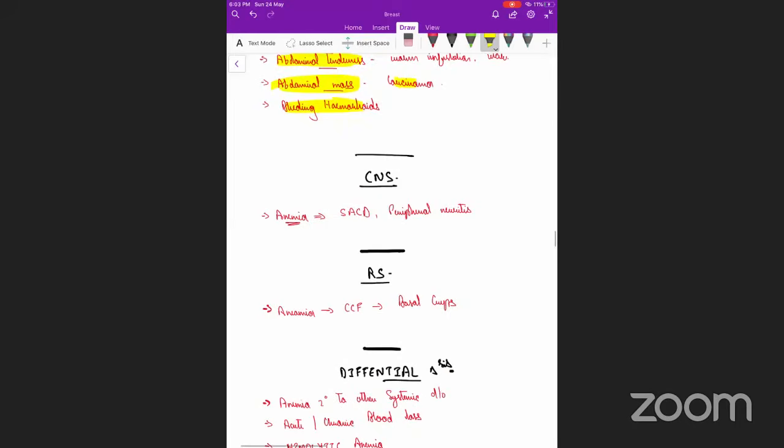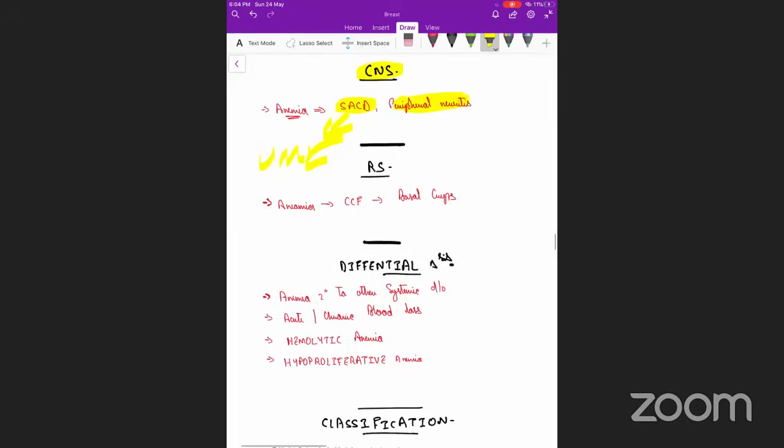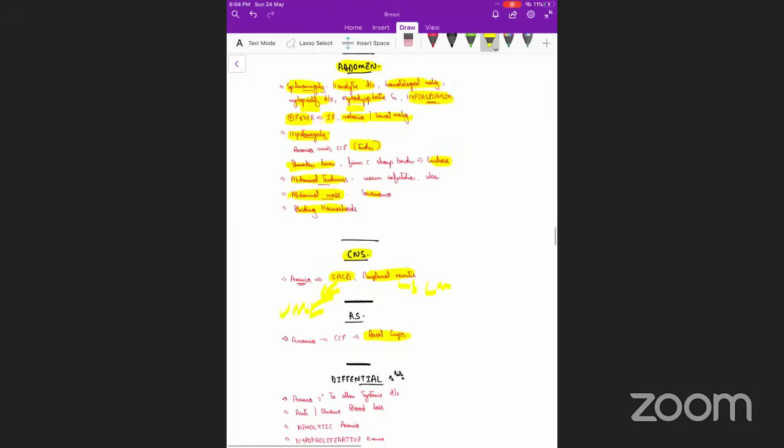Then comes CNS. Again, because of megaloblastic anemia, usually you can have SSCD or peripheral neuritis. All these findings you can have. In SSCD, you will have UMN plus LMN findings both. Then peripheral neuritis, LMN findings will be there. Then comes RS, basal clefts we saw. So this was to do with the examination.